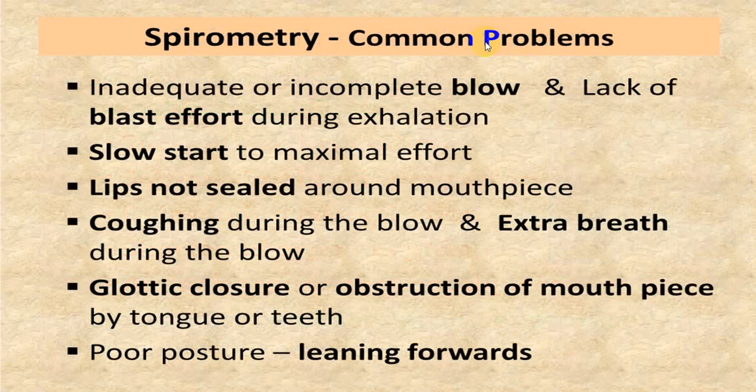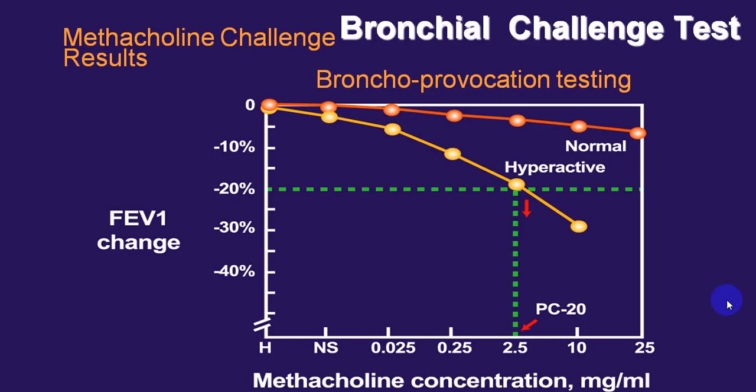The most common problems are an incomplete blow, lack of a blast effort, a slow start, lips not sealed, the person coughs in between, and there is an extra breath effort. Sometimes the glottis is closed, or there is an obstruction of the mouthpiece by the tongue or by teeth. The person has poor posture, leaning forward, so that you don't get a proper blow.